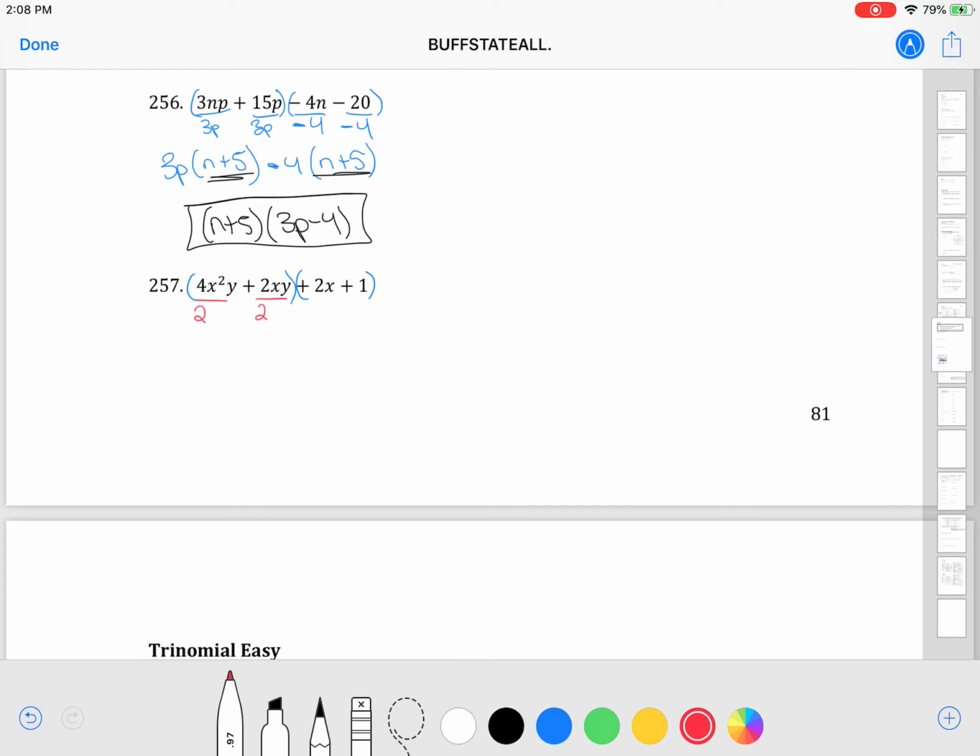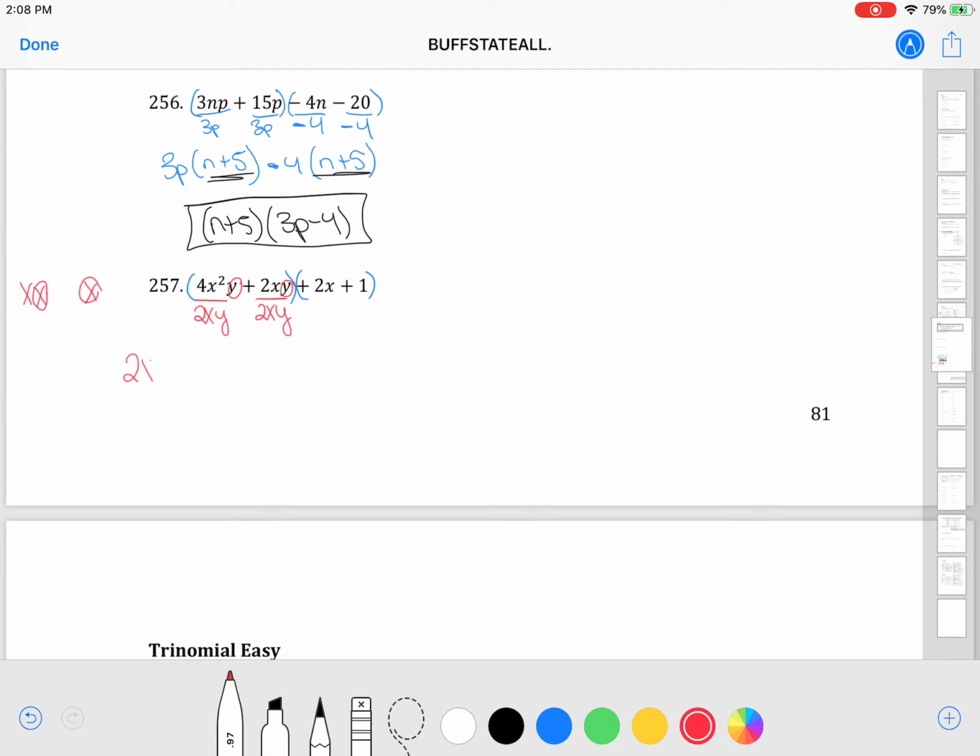Then you have to look at the variables. This one's a little bit tougher than ones we've done before, so just stick with me. First for that x squared. Remember, x squared means x times x. And then my second term, 2xy, has only 1 x. So they have 1 x in common, so my GCF is going to have just 1 x in it. They also have a y in common, so my overall total GCF is 2xy. That is the greatest thing they all have in common.